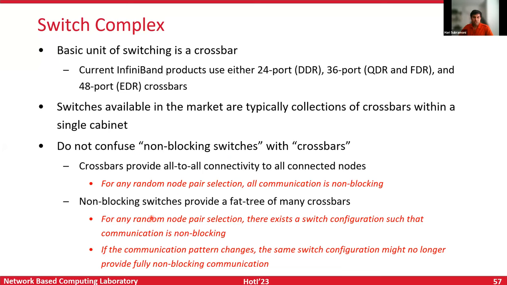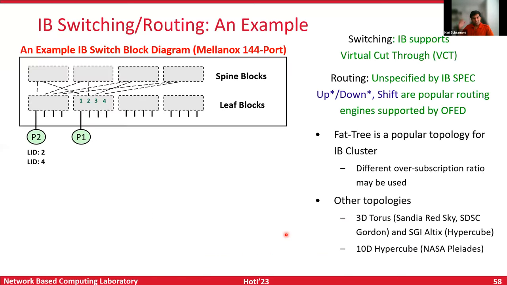So in most cases, larger deployments are created by a hierarchy of crossbars to create non-blocking switches. It could be in multiple topologies. It could be a full fat tree, a partial fat tree, a torus, a dragonfly, a slim fly, whatever. But for a non-blocking switch, the only guarantee that we have is that for any random node pair selection, there exists a configuration such that the communication is non-blocking. However, if the node pair changes, there could be congestion that happens in the network. Now let's take a look at how one can do basic switching in InfiniBand and some techniques that the IB standard provides you to avoid congestion.